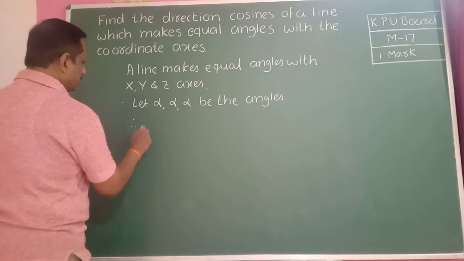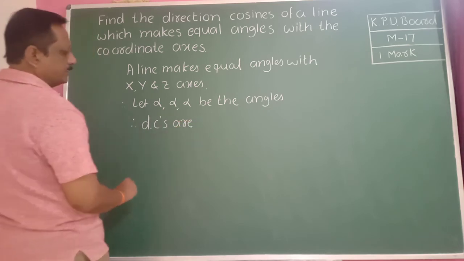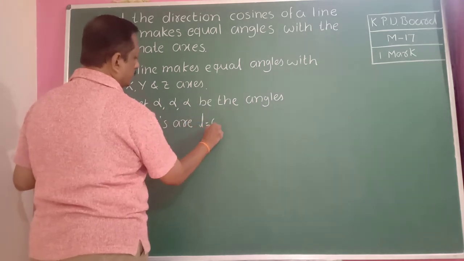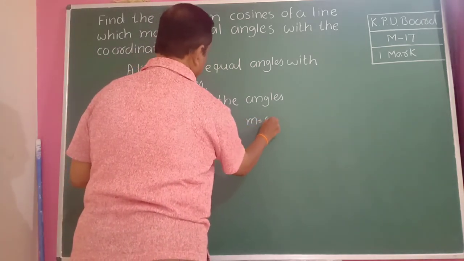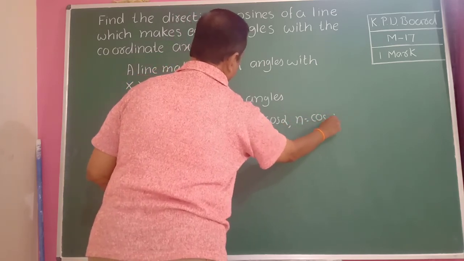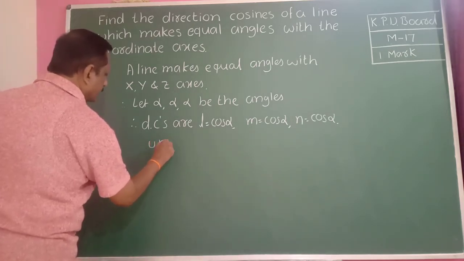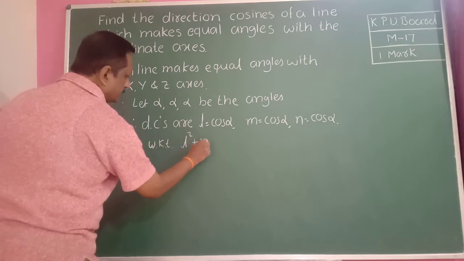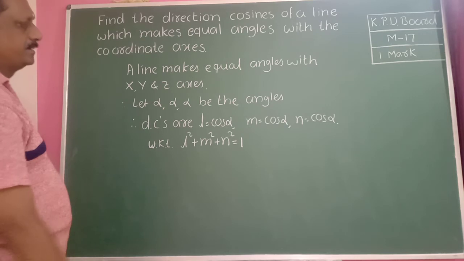Therefore direction cosines are, so L is equal to cos alpha, and M is equal to cos alpha, and N is equal to cos alpha. Then we know that L square plus M square plus N square is equal to 1. It is the standard result.